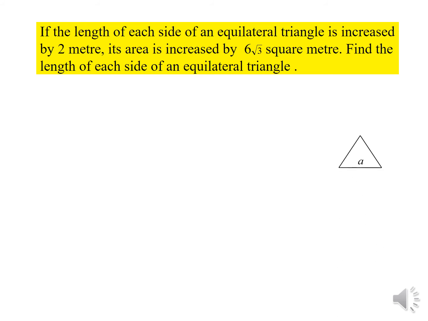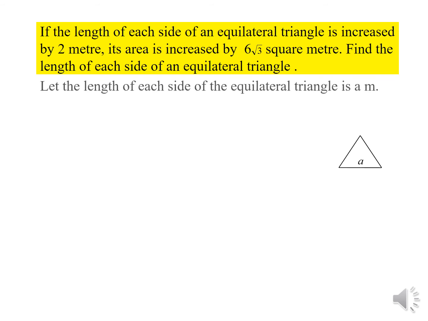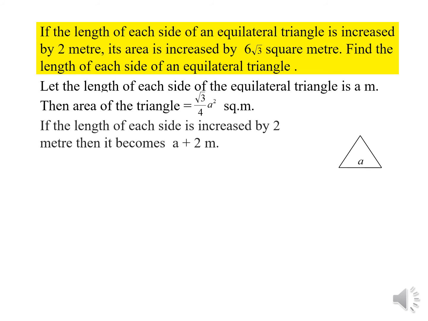So here we can see an equilateral triangle whose length of each side is A. If the length of one side of this equilateral triangle is A, then its area will be root 3 by 4 A square. If length is A meter, then its area will be root 3 by 4 A square meter. So if the length of one side of this triangle is increased by 2 meter, then this length becomes A plus 2 meter.